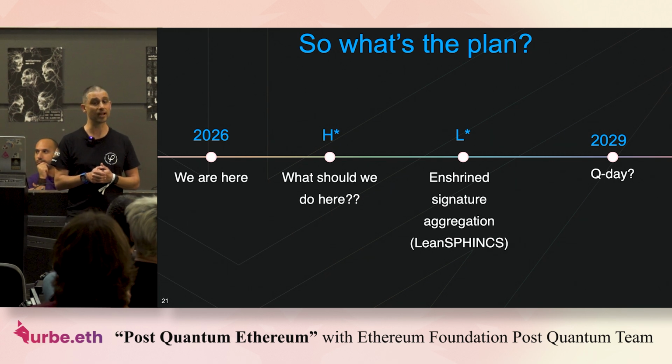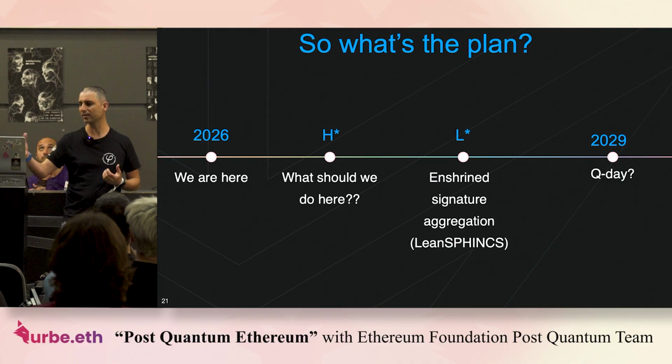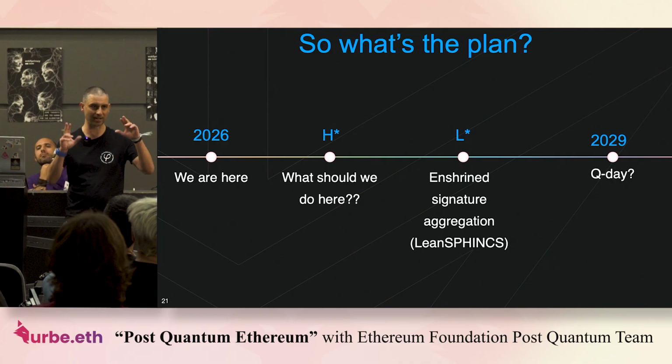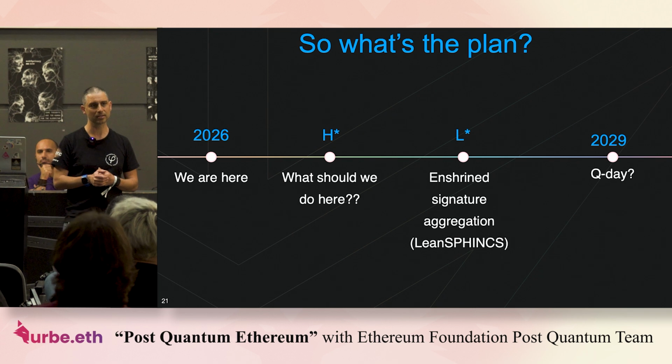We are probably going to use SPHINCS, so hash-based signatures. And they're big, but we can aggregate them. So in 2029-ish, with our hard fork called L star, because we don't have a name yet, we know the code name of the hard fork is going to start with L. We don't know the rest yet. We know that we're going to ship some kind of aggregation of post-quantum signatures, in this case SPHINCS. And the code name of this is going to be Lean SPHINCS.